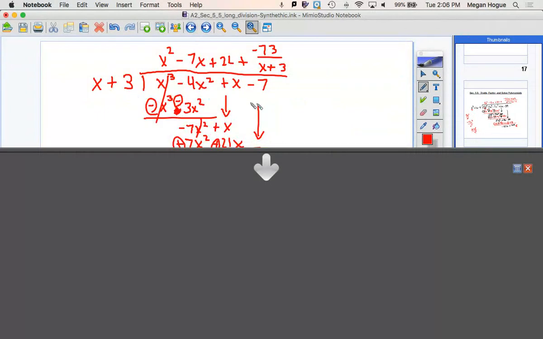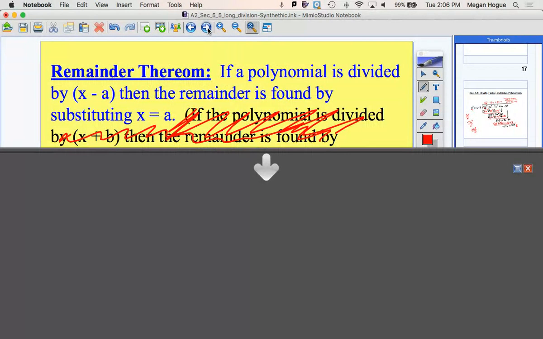All right, so we're using this example. You don't have to write it down again. But we had this part right here, so I'll rewrite it so you can see it a little bit better. We had x cubed minus 4x squared plus x minus 7. This is what we divided by, x plus 3.